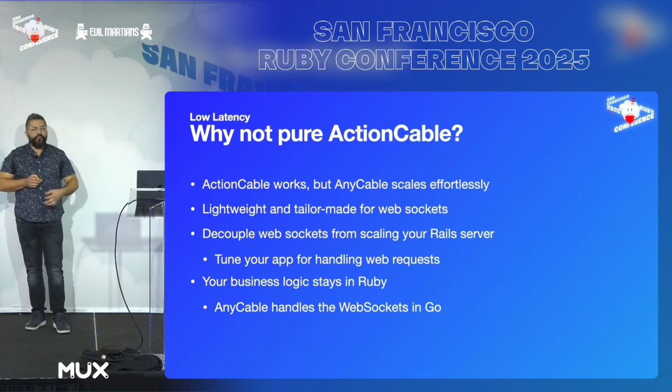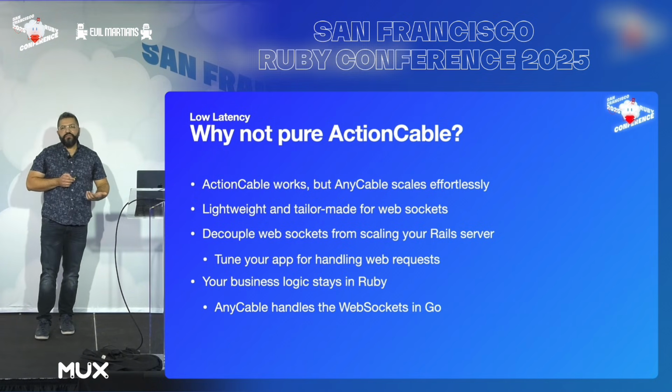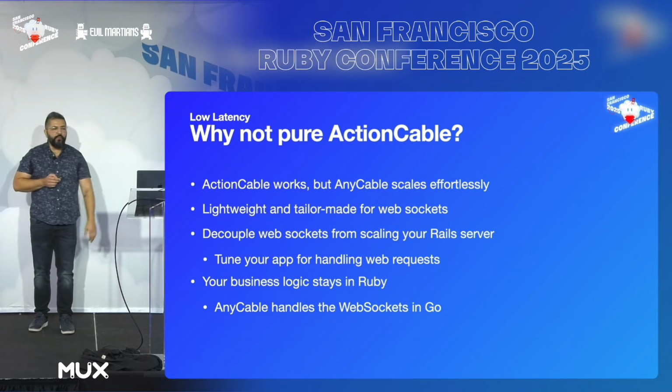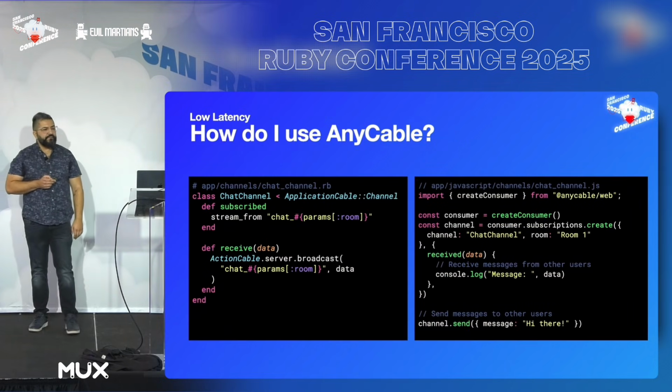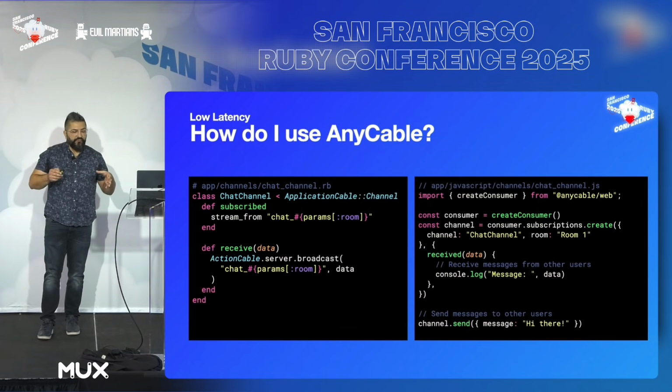Most importantly, and what we all want to see here, is that your business logic stays in Ruby. You don't have to start writing Go to be able to use AnyCable. AnyCable handles it in Go, but you get to write Ruby logic as if you were still using your regular ActionCable code.